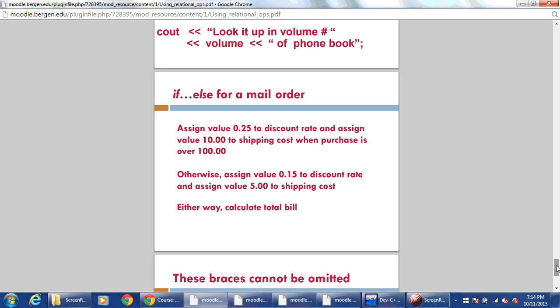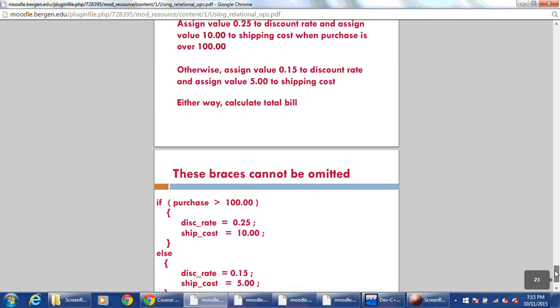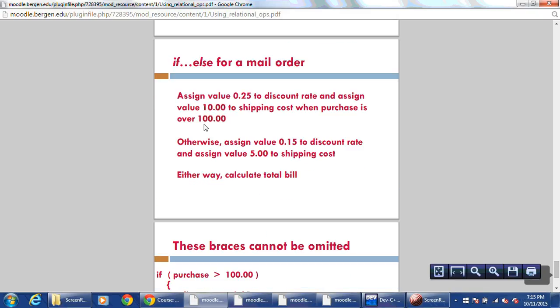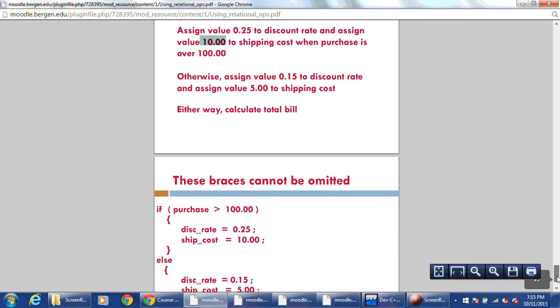Otherwise, assign value 0.15 to discount rate and assign value 5.0 to shipping cost. And then either way, calculate the bill. This is a problem I'm giving you to do. Basically, when the purchase is over $100, then you're going to assign 0.25 to discount and $10 to the shipping cost. And this is what we're doing here.